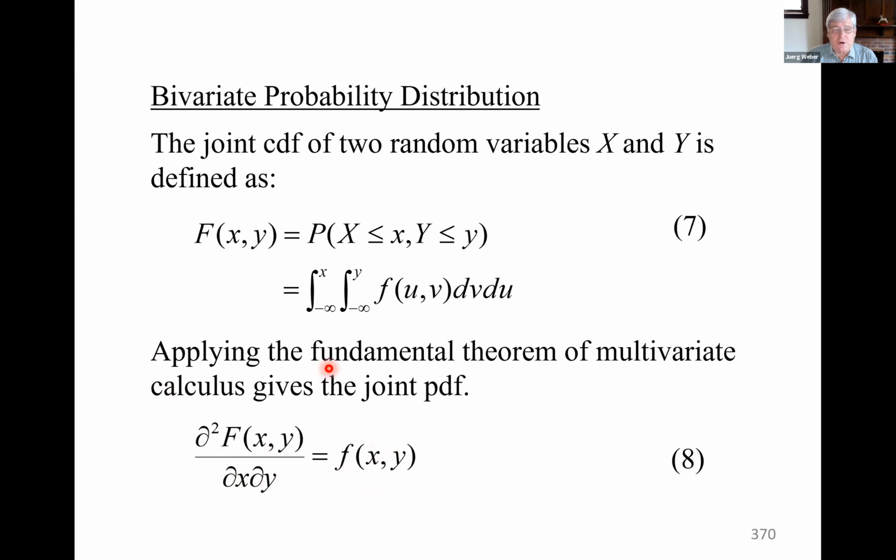So you make the derivative with regard to x and the derivative with regard to y, with regard to the upper limit, and then you get the rate of change here. Okay, which is a joint PDF.